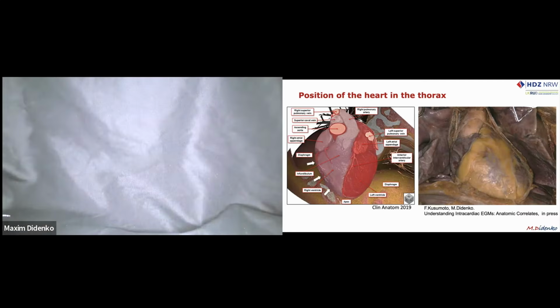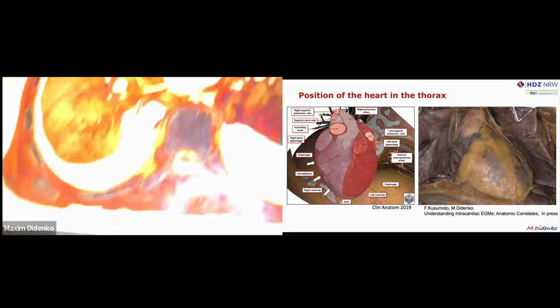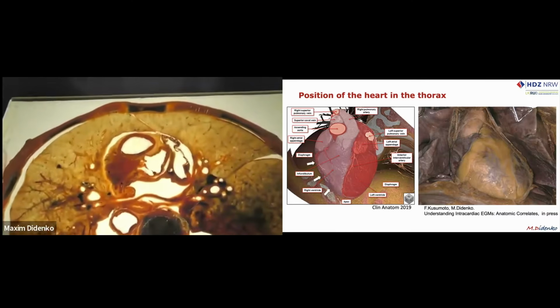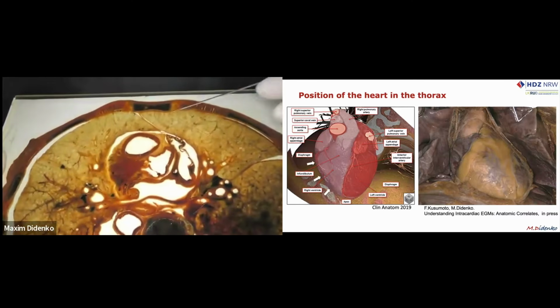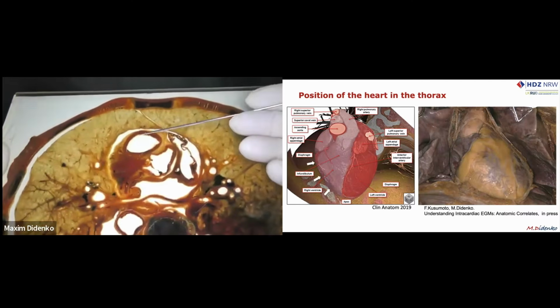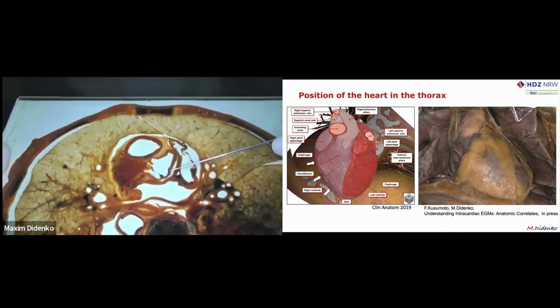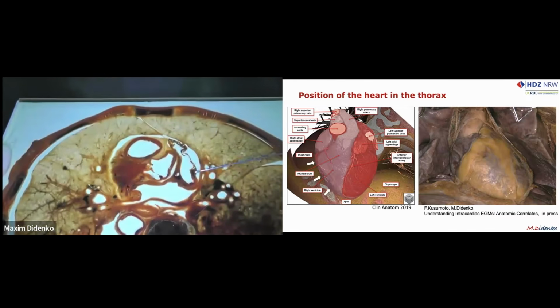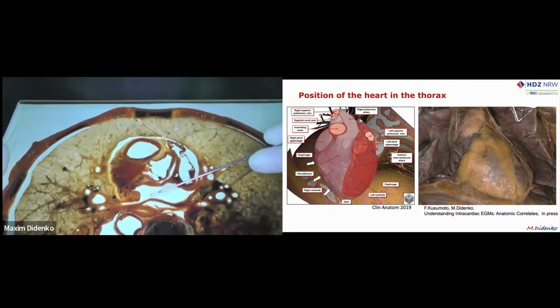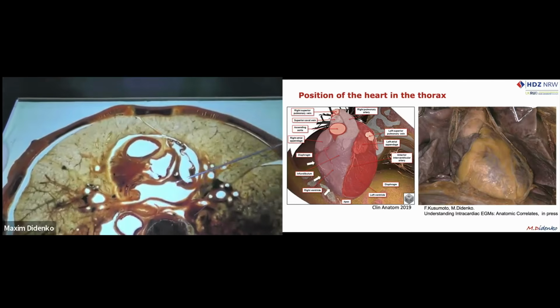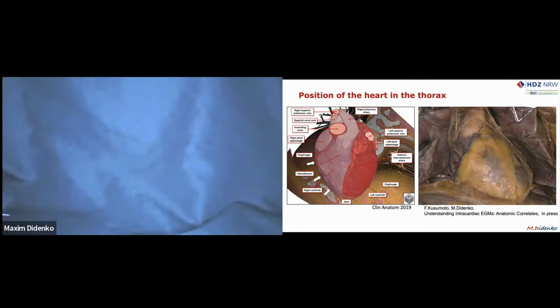If you can see on this perpendicular cut through the whole body, this is the sternum here, and what we can see is a level at the right ventricular outflow tract, aorta, and we can see the right atrium anterior and the left atrium, the most posterior structure in the thorax.